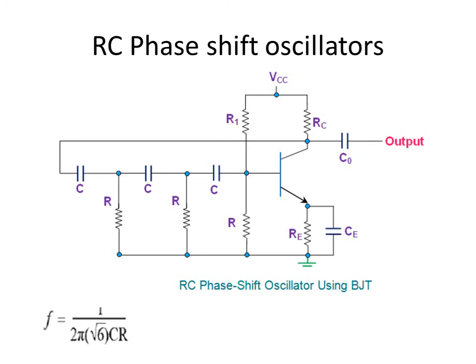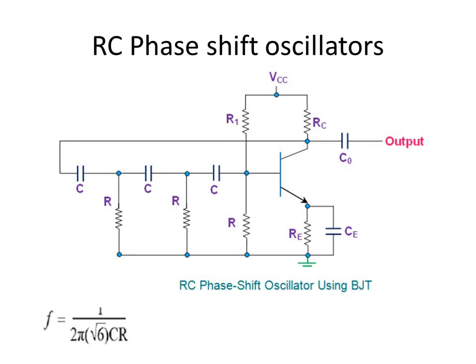When you have a combination of C and R, I think you have started learning, in the RC network there will be a phase difference between the voltage developed across R and C. And how much that phase delay between the voltages across R and C is will depend on the values of R and C.